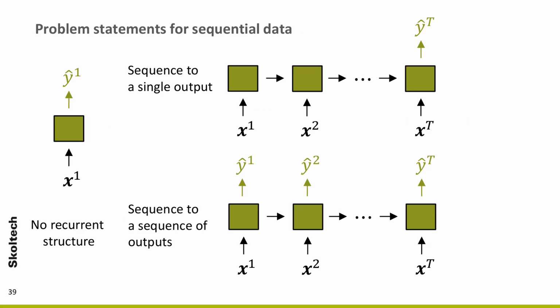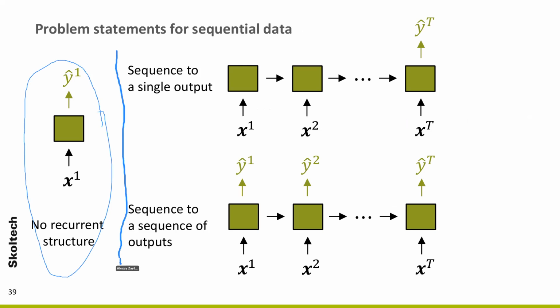Also note that once we introduced this model, we are able to solve a lot of problems, not only in terms of what kind of application we have, but also in terms of what we want, what the structure of our output is. If we have no recurrent structure, we have something like this, and this is what we typically don't want to do with sequential data. Instead, we try to solve something different.